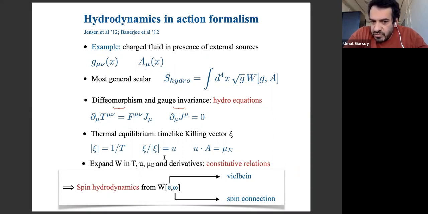So the idea is to run the same game, but instead of using these two external sources, I will be using the vielbein because that's more convenient. And instead of A, I will be using the spin connection, omega.